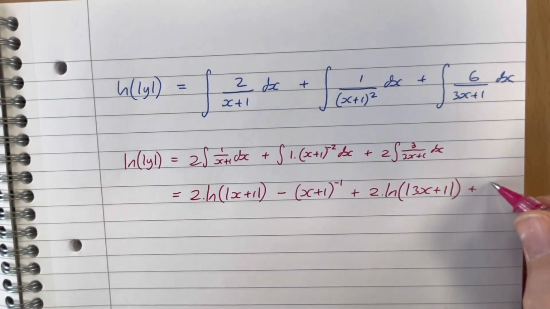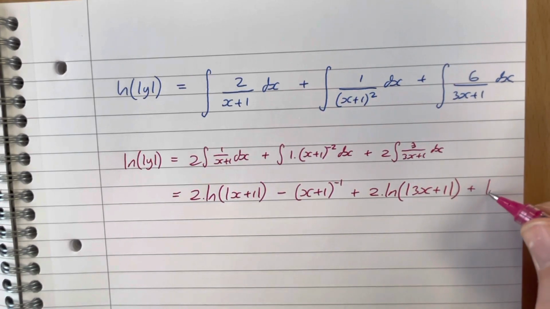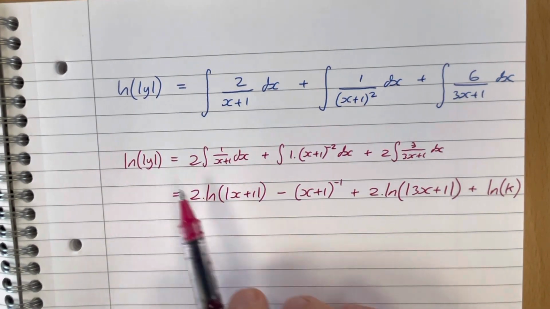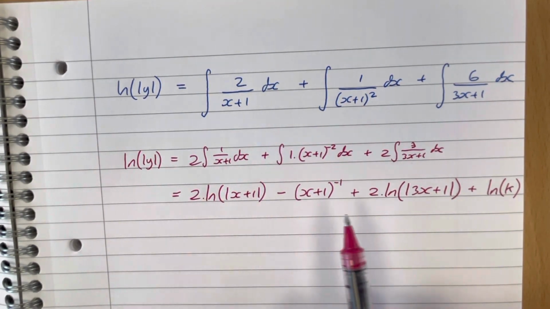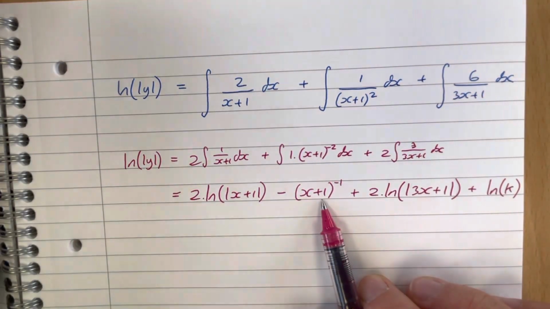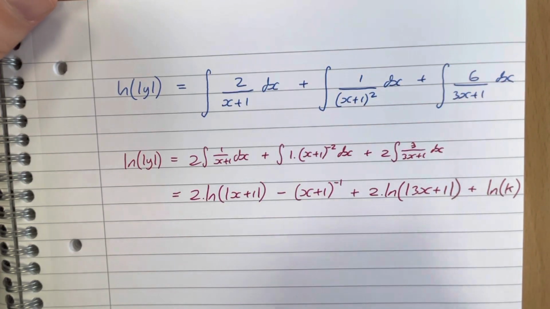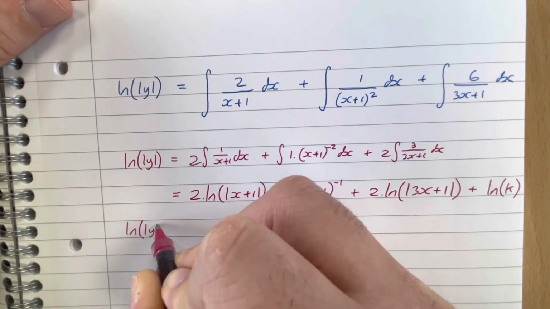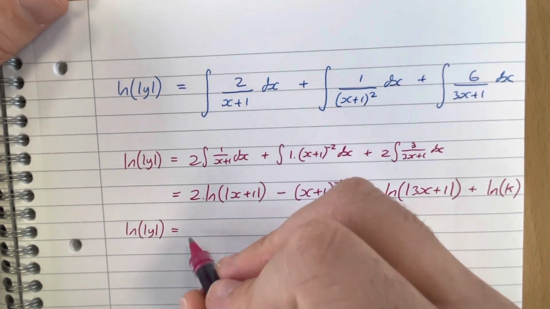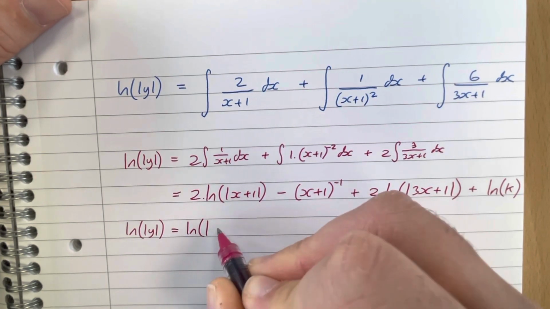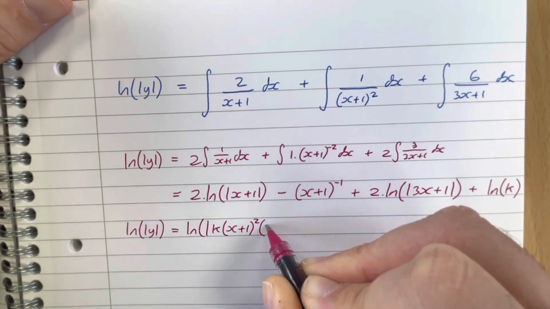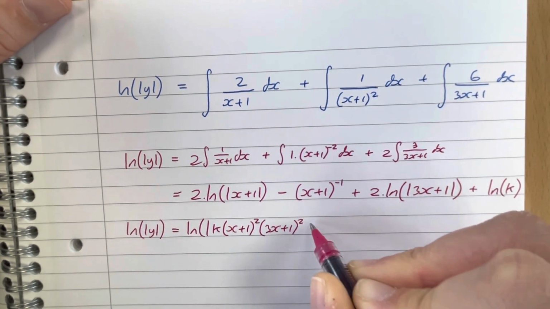And now we can add our constant, which you can add a plus c. I'm actually going to add a log k because I'm going to combine it with the logs, particularly as I've got a log here as well on the left. So lots of logs will just combine into one, and then I can get rid of them. And I end up with just an e, which will affect that term there. So combining the logs, we're going to get log of mod y is going to be equal to the natural log of the mod of k times x plus 1 squared times 3x plus 1 squared.